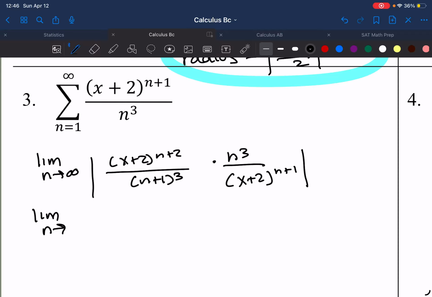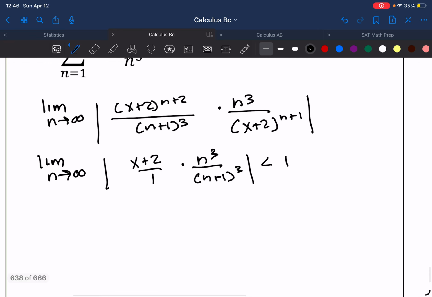Simplifying this gives me the absolute value of x plus 2 over 1 times n cubed over n plus 1 cubed. Again, as n approaches infinity, I have n cubed over n cubed. They have the same degree, so I look at the coefficients, so this is definitely going to be less than 1. Okay, so then I'm checking the other part of it, not the ends. This went to 1. Now I'm looking at this part.